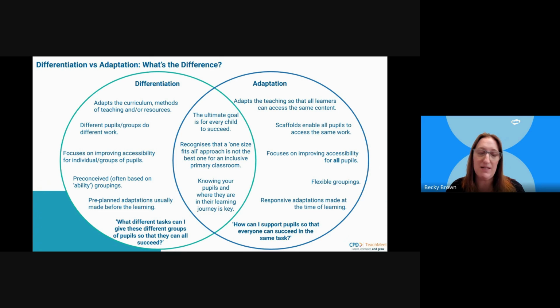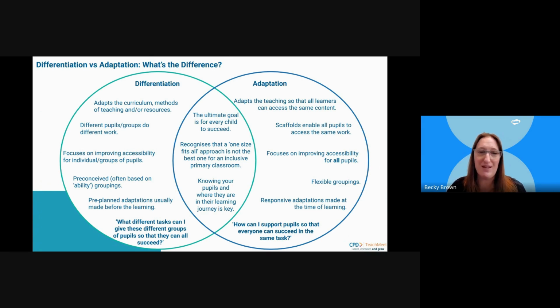And we talked about this a little bit already, but knowing your pupils and where they are in their learning journey, and that might be the overarching maths learning journey, it might be this tiny learning journey in this very lesson, but knowing what's happening through that careful observation can be really key. So that's an overview really of differentiation and adaptation.